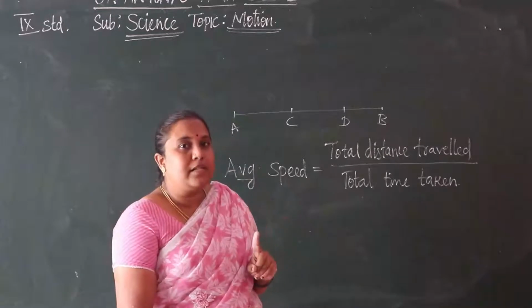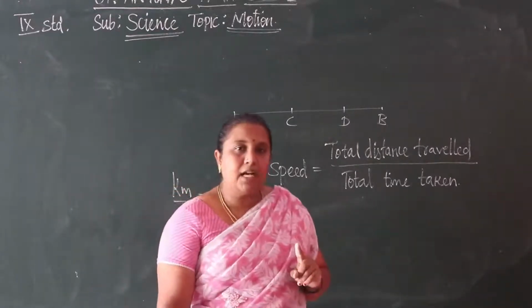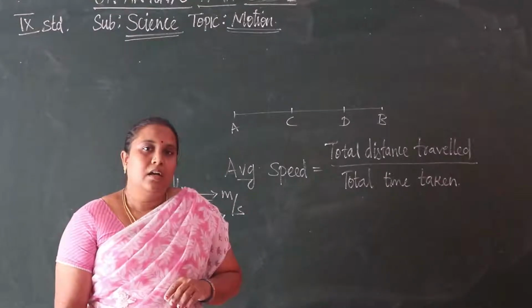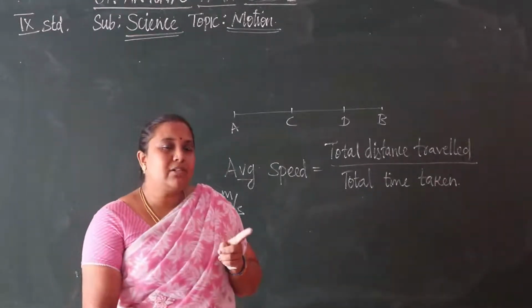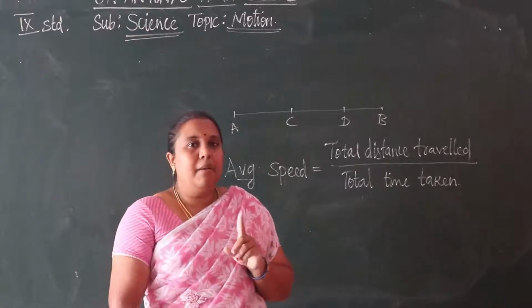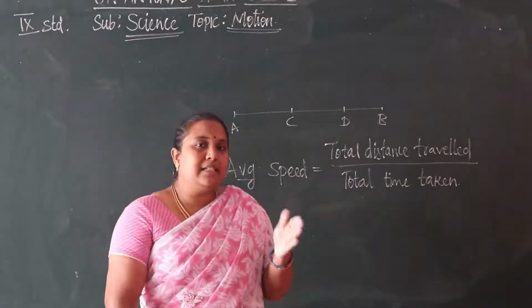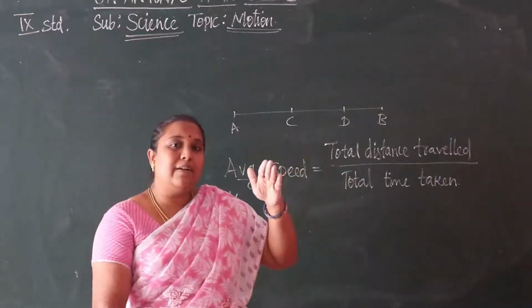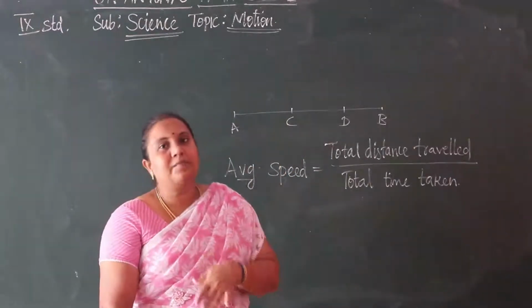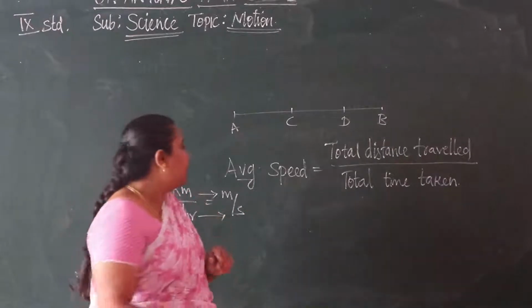So 1 hour equals how many seconds? First we can convert into minutes. 1 hour equals how many minutes? 60 minutes. And 1 minute is converted into 60 seconds. So 60 minutes equals 60 into 60 seconds. Okay, understood, children?